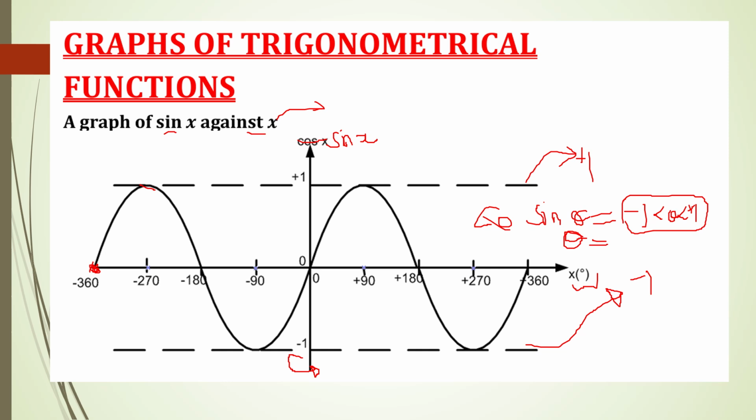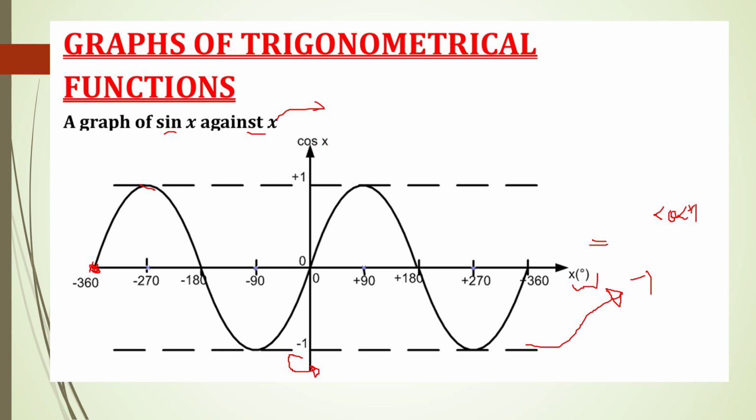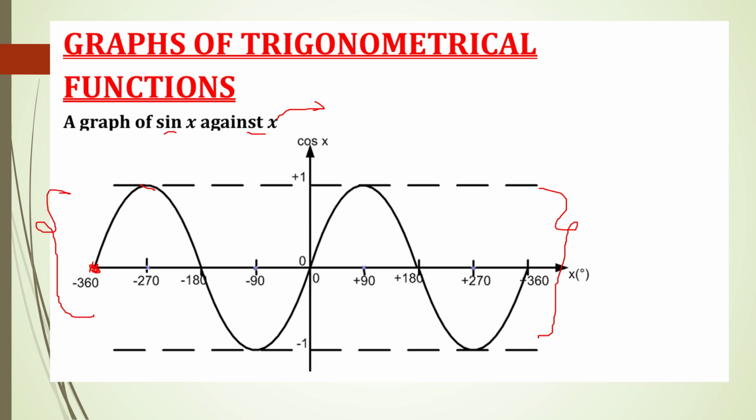So this graph is basically showing you that the maximum value of sin x or sin theta is going to be positive 1, and the minimum value of sin theta is going to be negative 1. So anything lying beyond this range, we are going to say that that angle is going to be undefined, simply because it doesn't qualify for the conditions of sin x to be true on its graph.